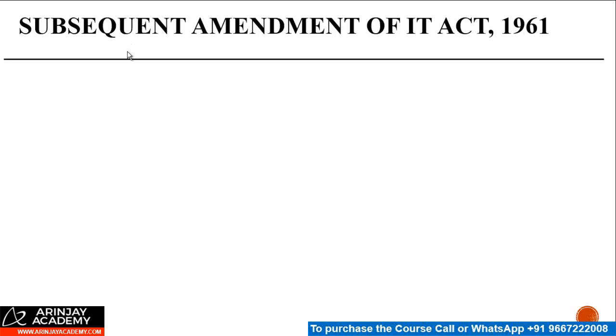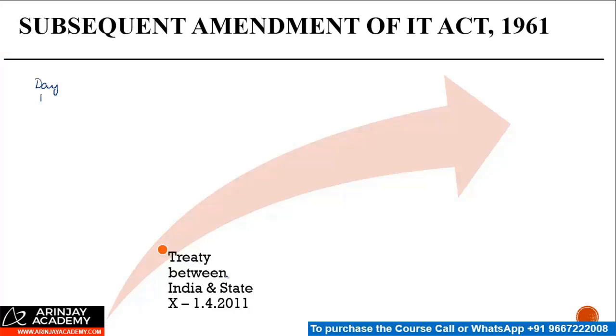Subsequent amendment of IT Act 1961. Now, what can happen is, let's say for example, on day one, India entered into a treaty with a particular country. Okay, and let's look at the facts as well. So suppose on 1/4/2011, India entered into a treaty with state X, right? So you have India and you have X, right?